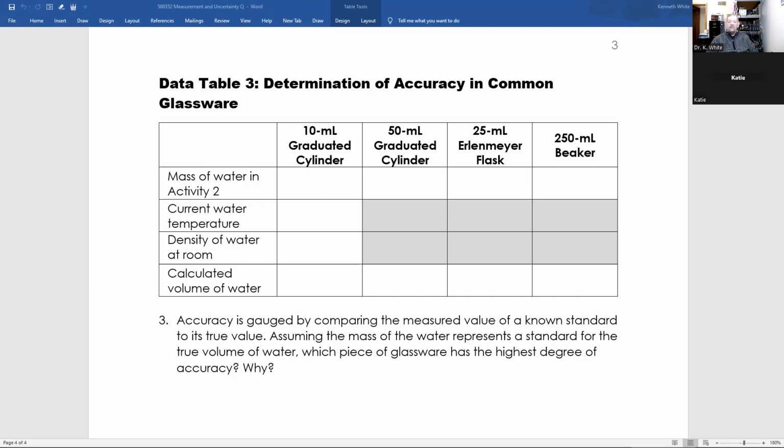Volume equals the mass divided by the density. So to determine the volume of the water in, say, the 10 milliliter graduate, you take the mass and divide it by that number. In our case, in my room, it'd be 0.99, I think it was 27. And that will get you the volume when you use this density. Volume is the mass of the water for that measuring device divided by the density.